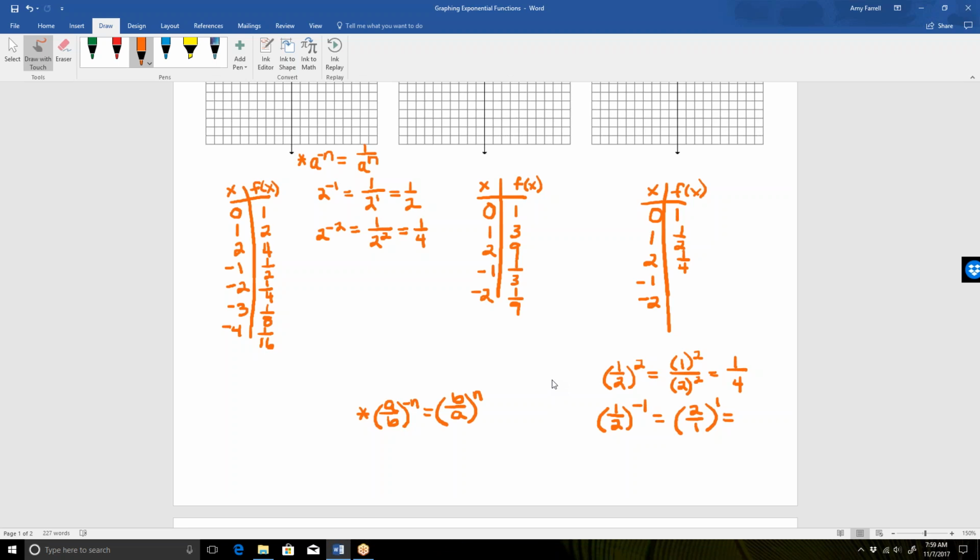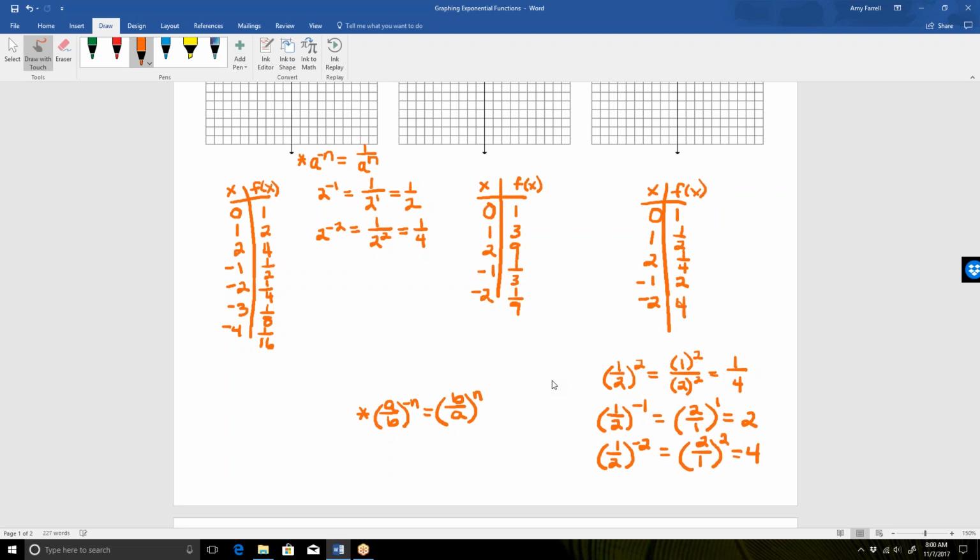It's really just a variation of this law of exponents up here. So it's applying this where you've got a quotient, a over b. So I can flip it, raise it to the first power. So 1/2 to the negative first power is 2. And 1/2 to the negative second power, that's the same thing as 2 over 1 squared, which is 4.